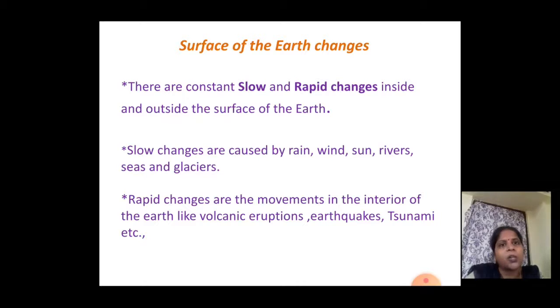Slow changes are caused by the rain, wind, sun, rivers, seas and glaciers. And the rapid changes are the movements in the interior of the earth like volcanic eruptions, earthquakes, tsunami, floods, cyclones, drought, etc. Let us learn about the rapid changes of the earth.